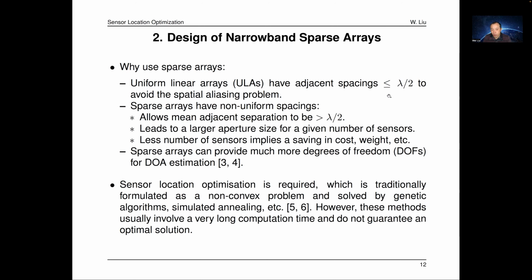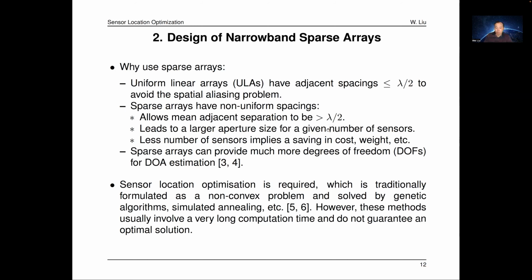But for sparse arrays, this average separation could be larger than lambda over 2, and this leads to a larger aperture size for a given number of sensors. Then you have a higher resolution because you have a larger aperture size. Also, fewer sensors imply a saving in cost, weight, etc. So given a fixed aperture, the number of sensors will be reduced, and then you have savings in cost, weight, and so on.